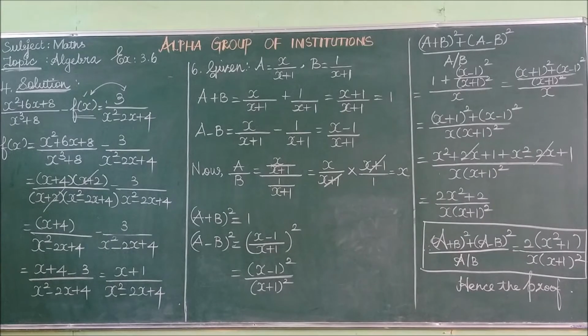Okay. Listen, fourth problem, page number 103. Which rational expression should be subtracted from (x squared plus 6x plus 8) divided by (x cubed plus 8) to get 3 by (x squared minus 2x plus 4)? So, the rational expression will be subtracted from which expression? (x squared plus 6x plus 8) divided by (x cubed plus 8).